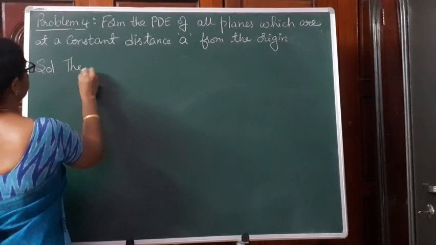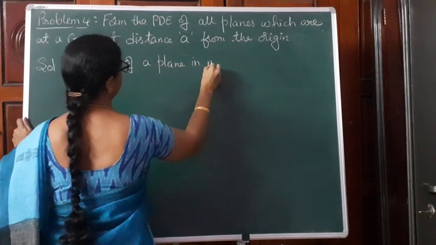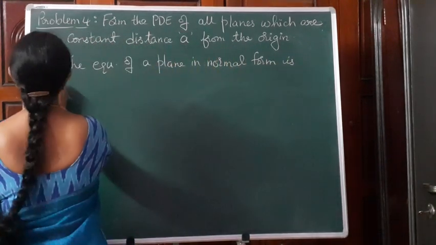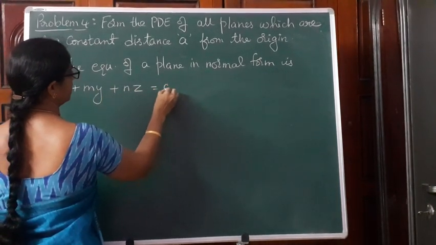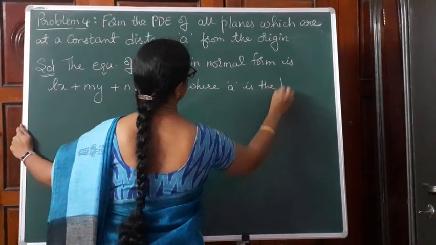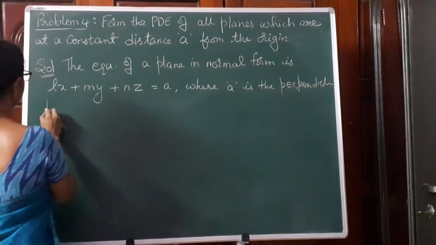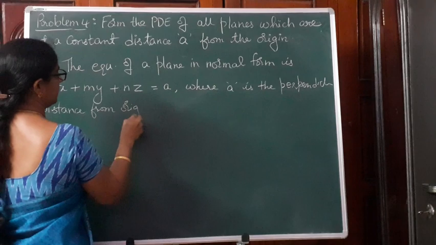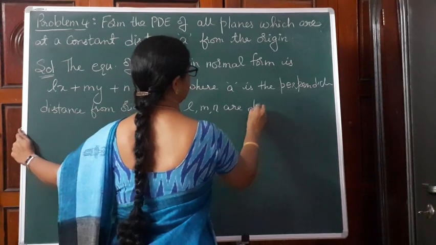So the equation of a plane in normal form is lx plus my plus nz is equal to a, where a is the perpendicular distance from origin, and l, m, n are direction cosines.